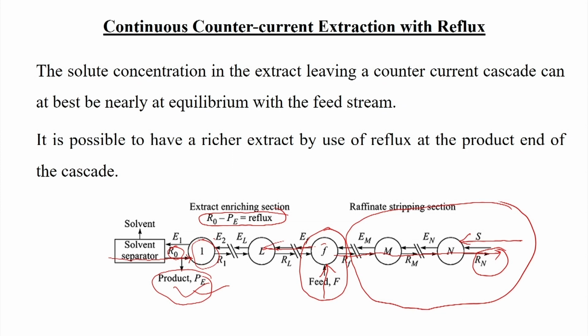Okay. So, this is R 0 minus P E, because R 0 we have obtained from the separator of any of the system like this, where the extracting solvent actually is separated, and some amount of the carrier solvent, or anyway if it is a feed, some amount is taken out. So, this is nothing but the reflux. Okay.